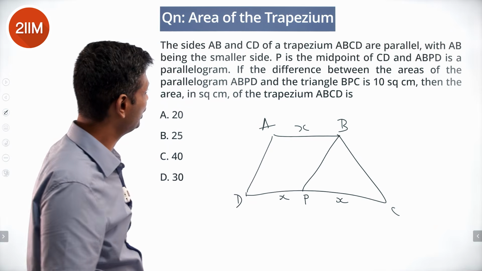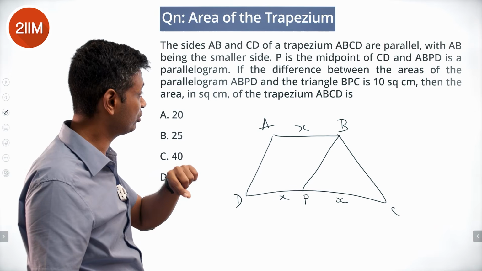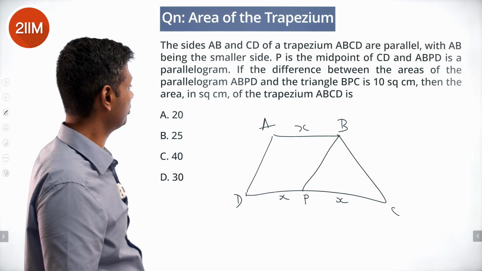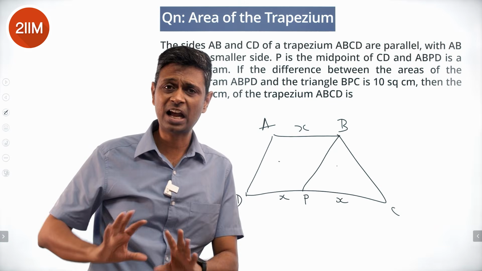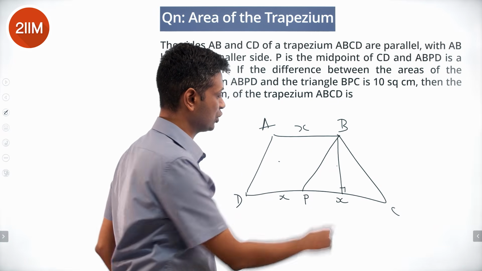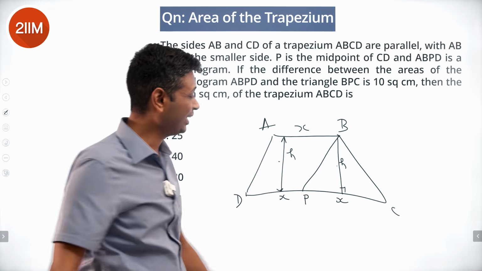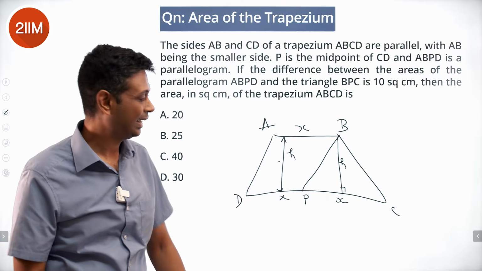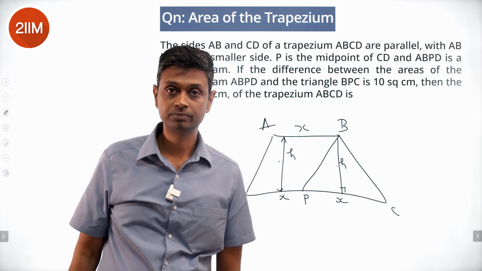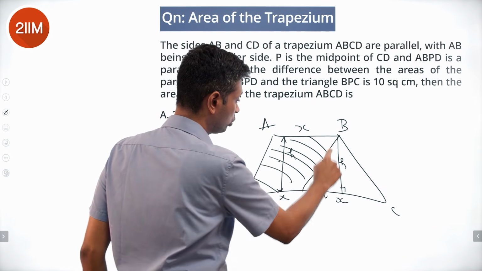The difference between the area of the parallelogram ABPD and the triangle BPC is 10 square centimeters. Then the area in square centimeters of the trapezium. This minus this is 10 to start with. This half into this height here, h. It will be the same height here, h. Area of the triangle is half into base into height. Area of parallelogram is base into height. Area of parallelogram will be 2 times this, so this area will be 2 times this area.